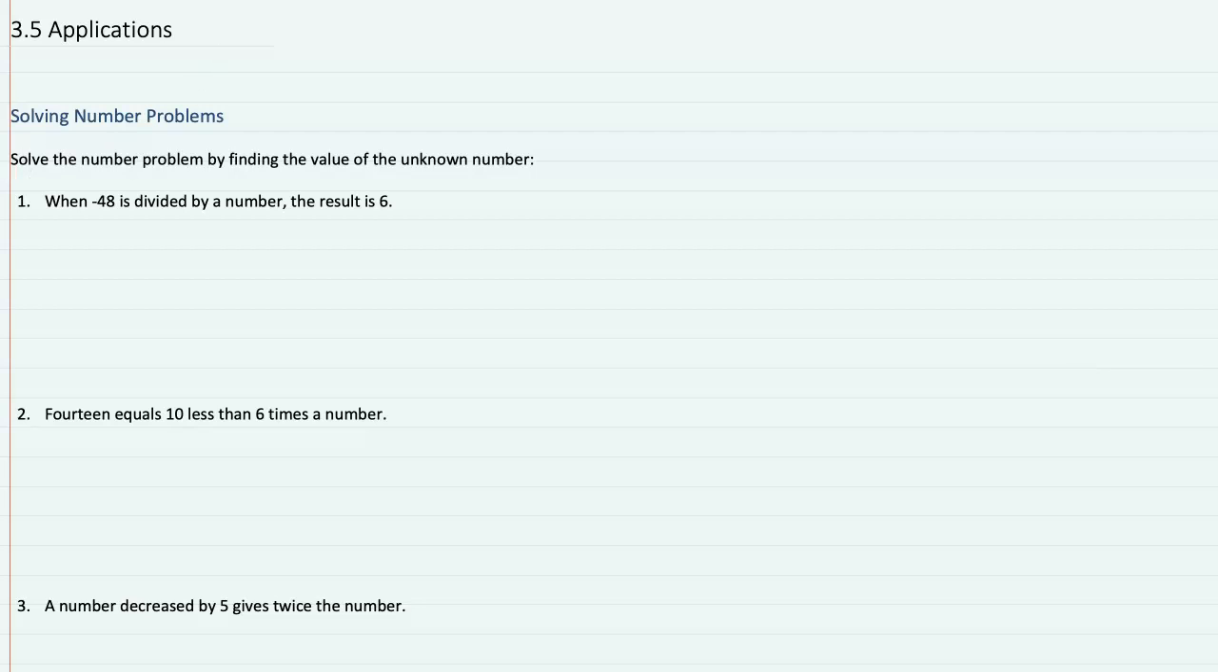All right, so the first thing I want to look at is number 1. When negative 48 is divided by a number, the result is 6. So the number is going to be x. So we've got negative 48, and I'm going to show divided by as the fraction bar, divided by x, because it's a lot easier to see that we're going to multiply both sides by something. So it's divided by a number x, and the result is 6.